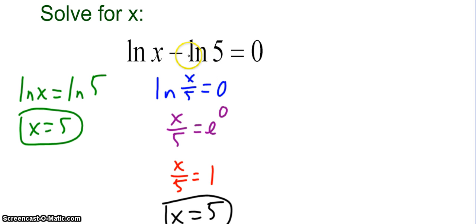Another thing I could have done is combine the logs on the left. Because they have the same base and they're subtracted, I can combine them into a single log with division. So this becomes the natural log of x over 5 equals 0. Now turn this into an exponential equation to get rid of the log. So x over 5 equals e to the 0. E to the 0 is 1. Multiply both sides by 5, I get x equals 5.